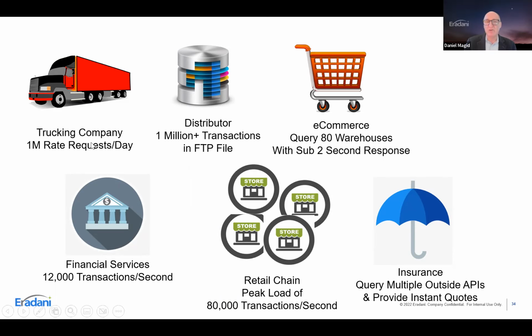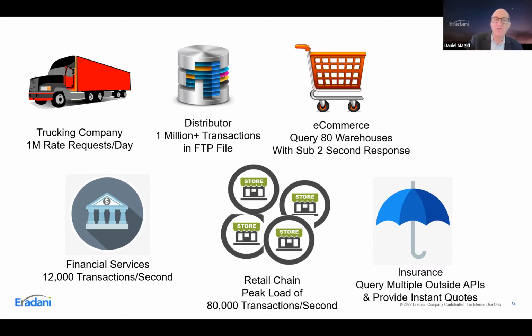So, we have the trucking company customer getting 1 million rate requests a day, or the retail chain that told us on Black Friday their transactions peaked at 80,000 transactions a second. So you can get very high volumes. And then we had this distributor that said, well, we've got 80 warehouses, and when we get an order, we want to check all 80 warehouses to see where we can fill that order from. But we need to provide that with a 2-second response because our customer service people are on the phone. So we only get a few of those an hour, but they have to be very, very fast when they happen. So you want to make sure you're meeting those response time and volume requirements.